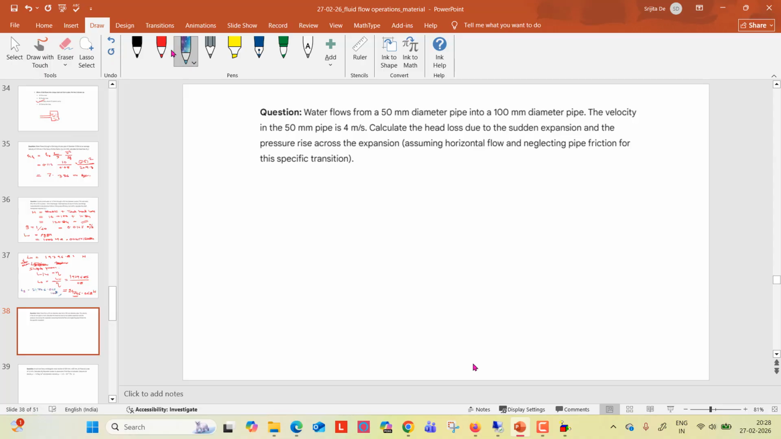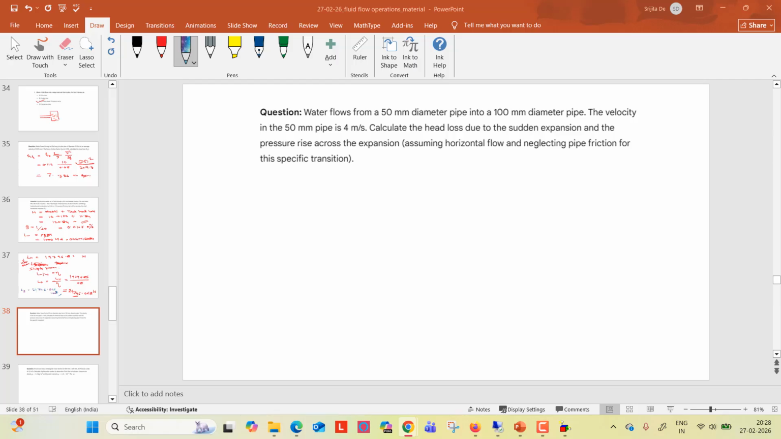Next, water flows from a 50 millimeter diameter pipe into a 100 millimeter diameter pipe. The velocity in the 50 millimeter pipe is given. Calculate the head loss due to sudden expansion and the pressure rise across the expansion, assuming horizontal flow and neglecting pipe friction for this specific transition.